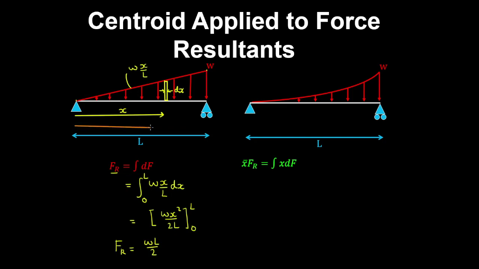Now to determine x bar, where the force resultant acts, we evaluate this integral here. So we have x bar by our force resultant, which is WL on 2, is equal to the integral from 0 to L, and we have x being the moment arm, multiplied by the differential force, which is Wx on L dx.